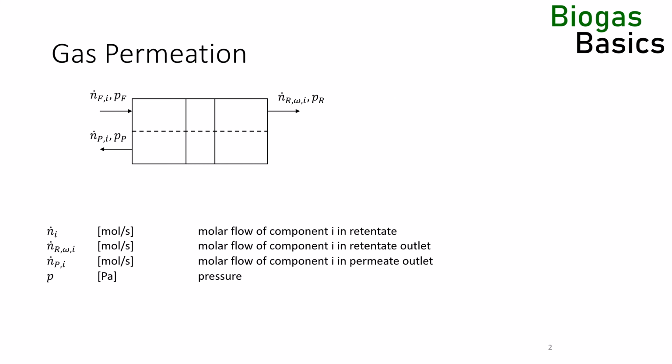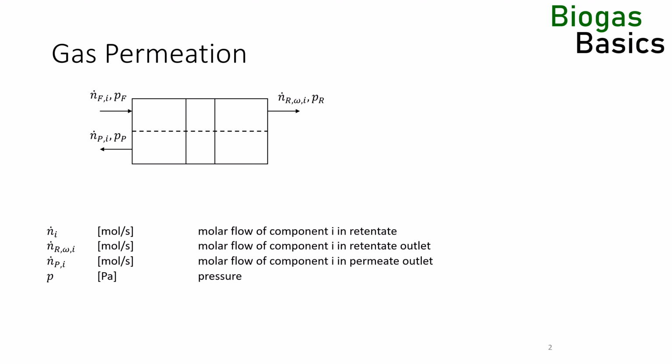Let's start with the mass balance of a countercurrent membrane module. The module has a feed inlet and a retentate and permeate outlet. The retentate is the high-pressure outlet that contains species that diffuse slowly over the membrane. The permeate is the low-pressure outlet that is enriched with species that diffuse quicker over the membrane. The permeate outlet is on the same side as the feed inlet. We balance methane, CO2, nitrogen and oxygen.